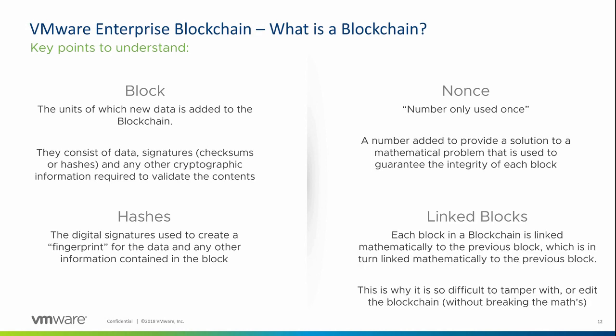And we use linked blocks. So each block in a blockchain is linked mathematically to the previous block, which is in turn linked mathematically to the previous block. This is why it's so difficult to tamper with or edit the blockchain without breaking the maths behind it. So they are probably the key points to understand around what a blockchain actually is.